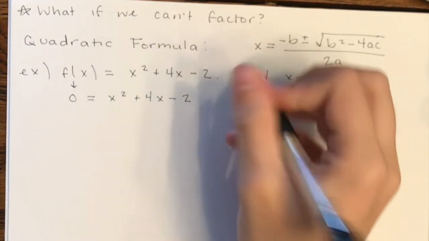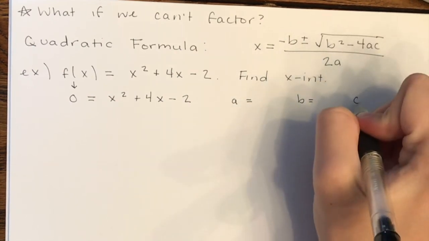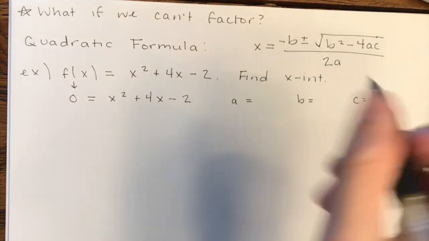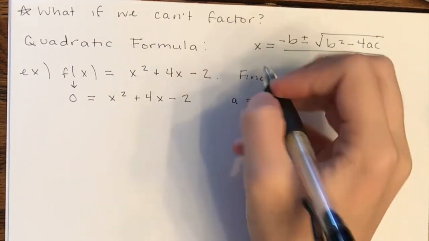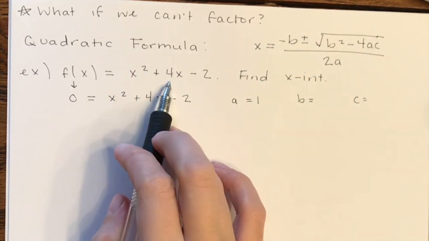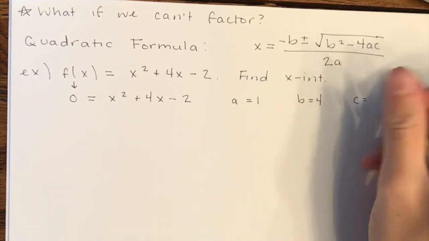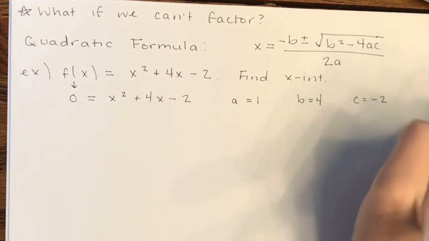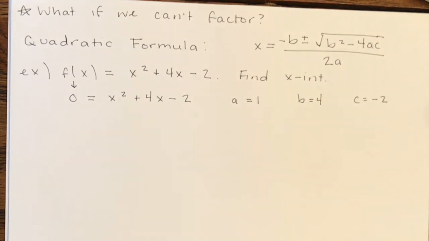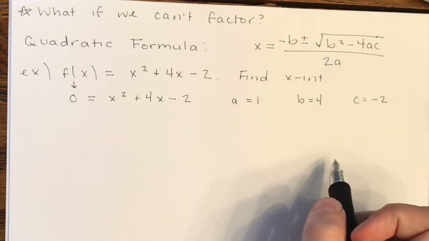So first of all, what is a, b, and c? A here is 1, right? It's always attached to the x squared. B here is 4, always attached to the x. And c is negative 2, the constant term. We take each of these guys and we plug it directly into the formula.